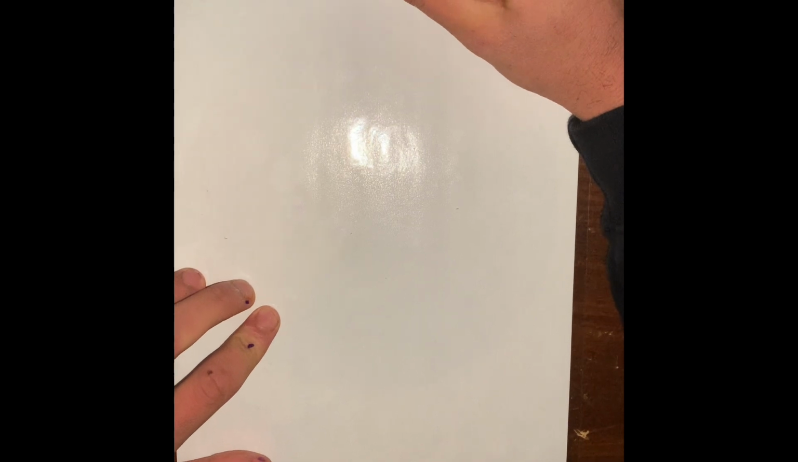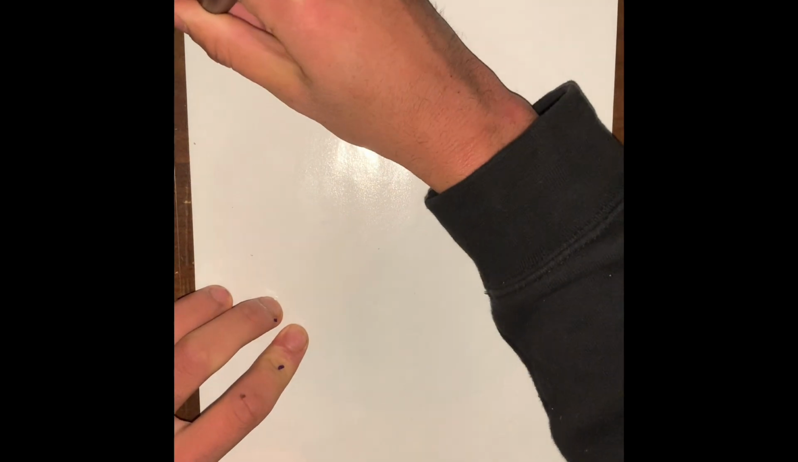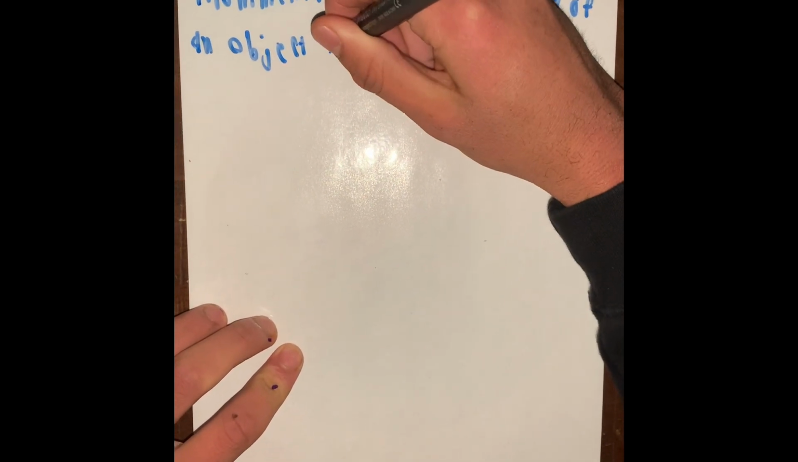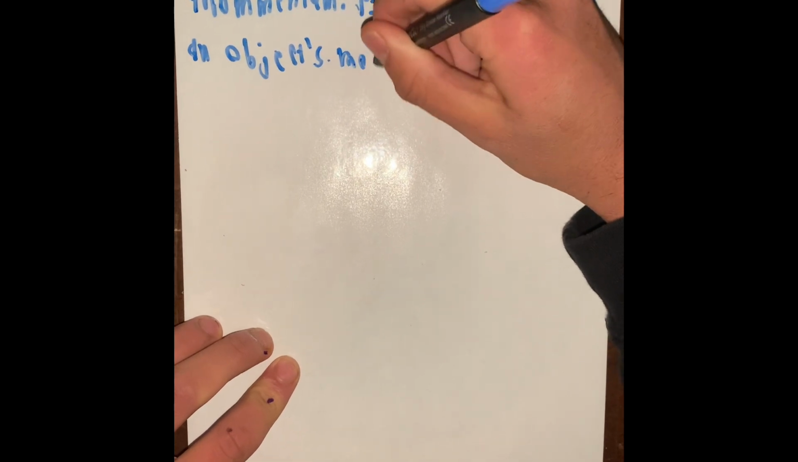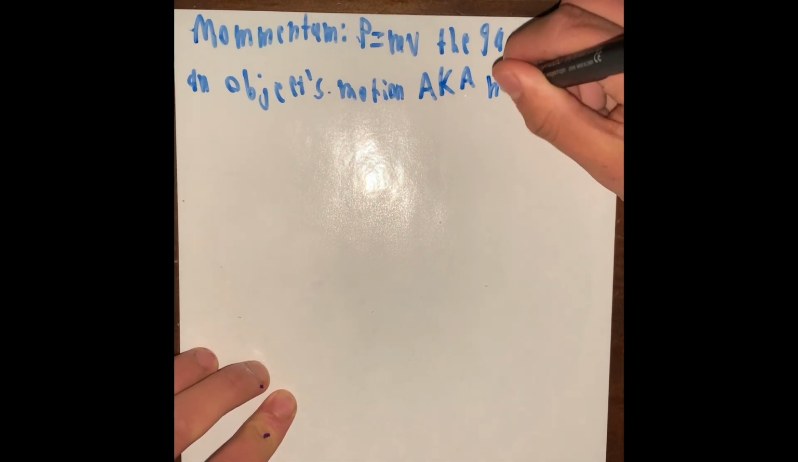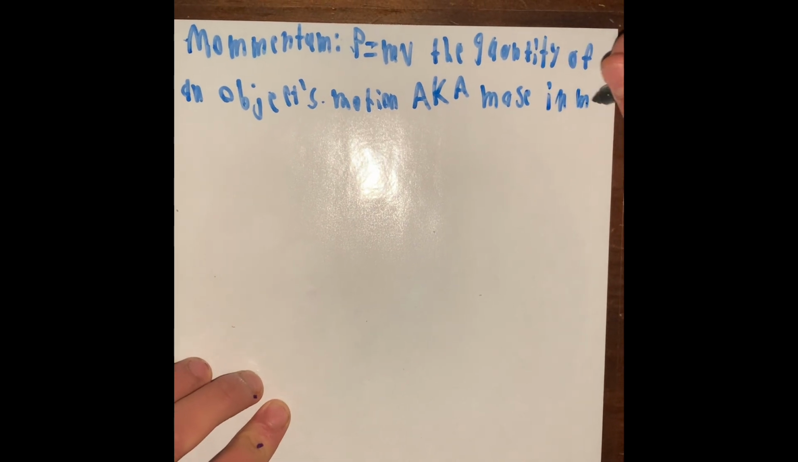Momentum can be represented by the equation P equals m times v, where P equals momentum, m equals mass, and v equals velocity. Momentum is defined as the quantity of motion of an object, aka mass in motion. Momentum is a vector quantity, and it's measured in kilograms times meters per second.